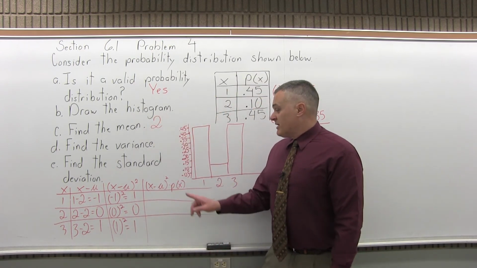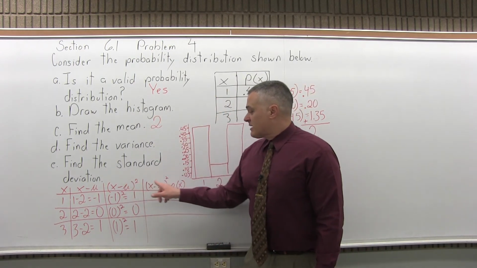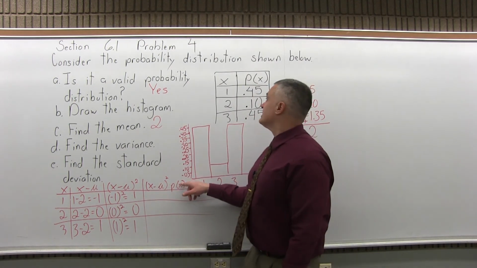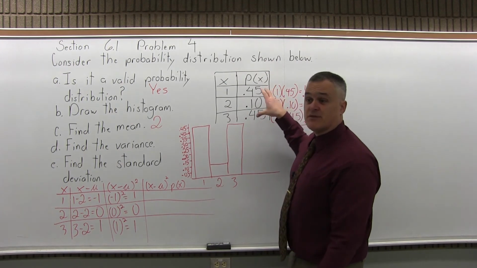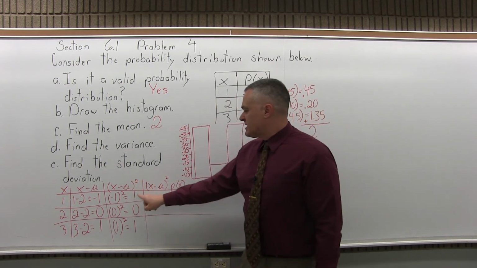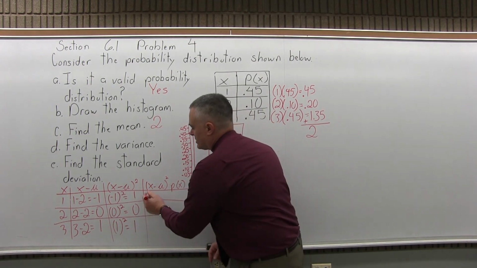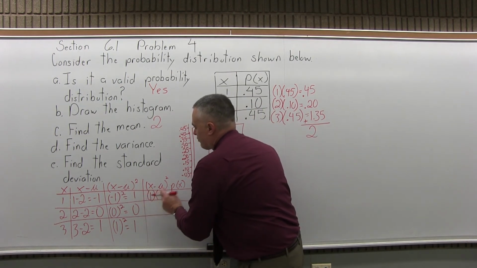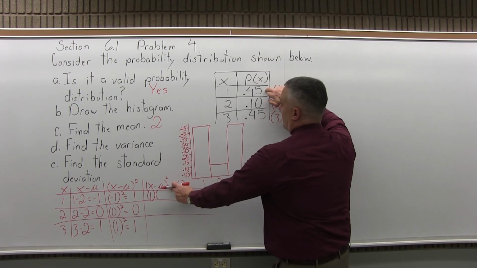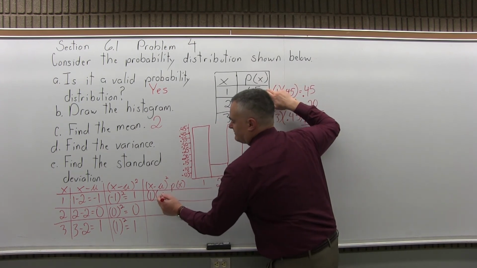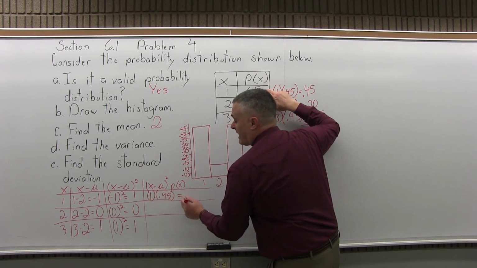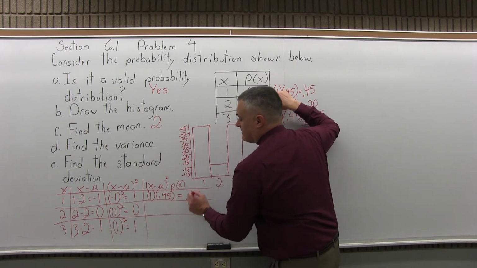So one more column left to go. We're going to take the x minus mu second power answer that we had and multiply it times P of x, which stands for probability of x, which is given in the problem. So in the top row, the x minus mu second power was 1 from the previous column, times the probability of x in that top row, which from our question is 0.45. 1 times 0.45 is 0.45.